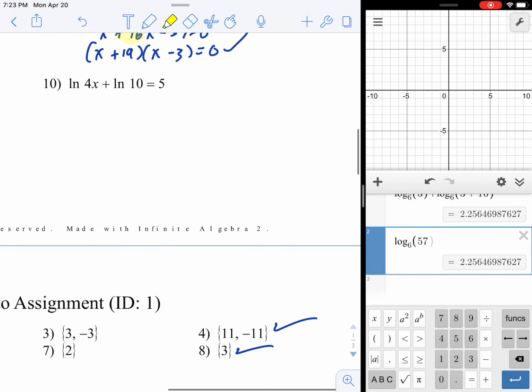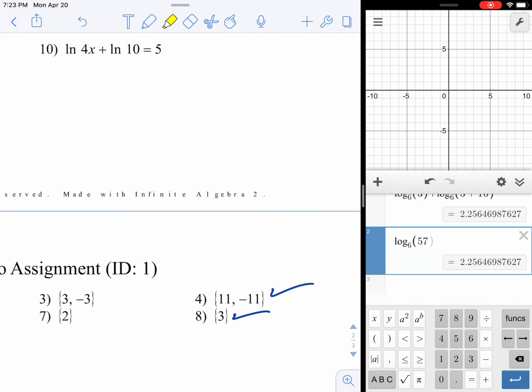Number 10 is kind of new, so we're dealing with a natural logarithm here. So we do need to condense this. We have a plus sign, so I can condense this into one logarithm using the product rule. So it's going to be 4x times 10 equals 5. Remember, pluses turn into times, minuses turn into divide.